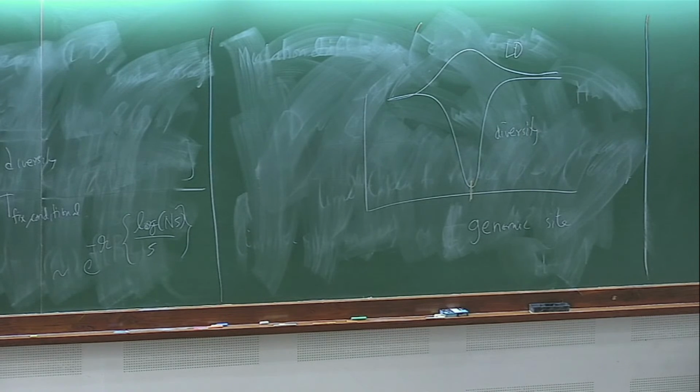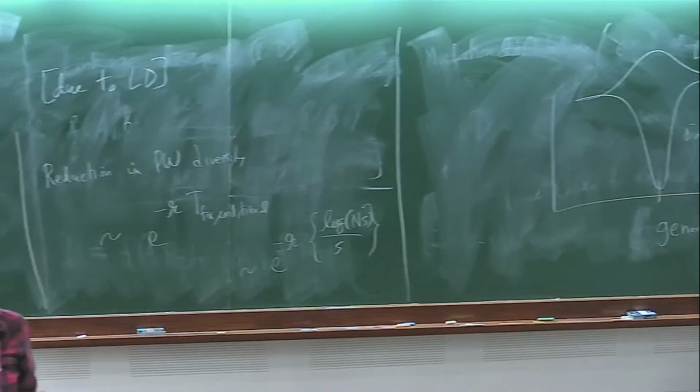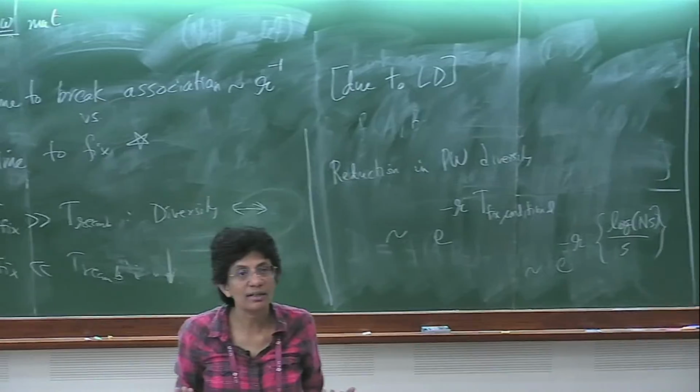So that means I will just know that a sweep has happened because diversity is reduced. But was this star a positive mutation or a negative mutation? How do I find a sign of selection? Right? So that's not clear.